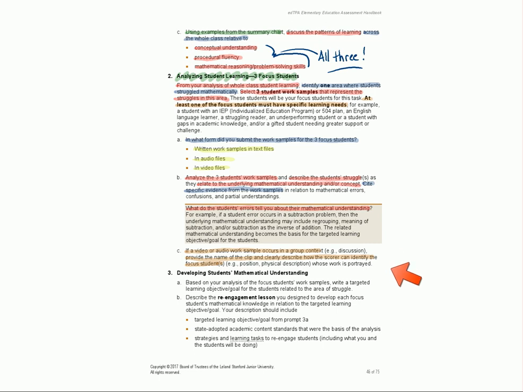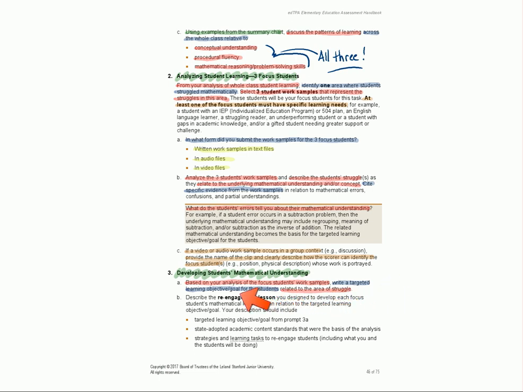Now, after you've done this analysis, okay, so you've done your analysis of your 3 focus students here, you need to set out a lesson. And the lesson needs to be organized in a particular way. The first thing that you will need to do is set out a targeted learning objective or goal. Okay, and I would suggest using that phrase or that term in your write-up. My targeted learning objective is, and you can imagine what would follow.